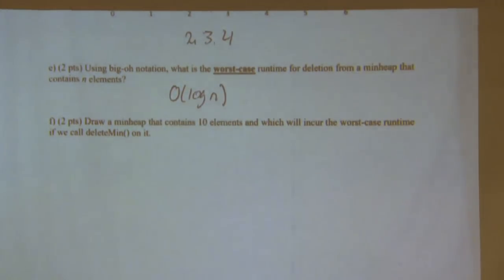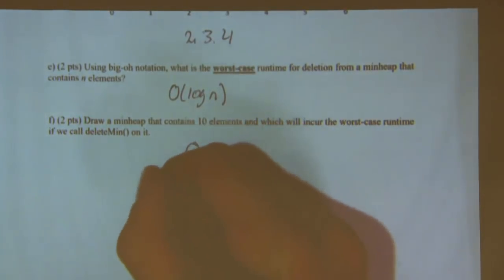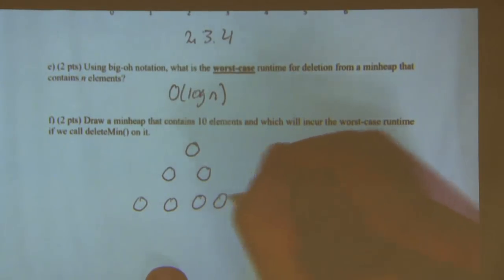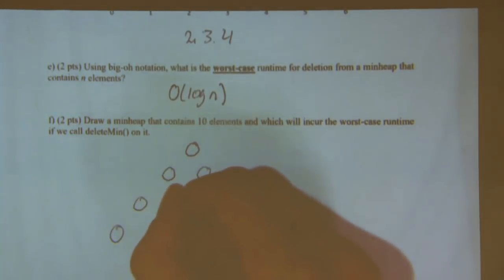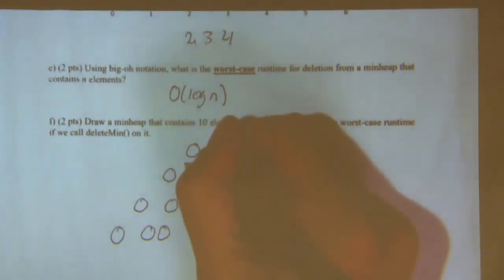And then it says draw a min heap that contains exactly 10 elements, and if we were to call the delete min function on it, it would incur that worst case runtime. So the worst possible thing could happen. The way I approach this is I drew my 10 nodes, right? It's the left child right here. So 1, 2, 3, 4, 5, 6, 7, 8, 9, 10, right?